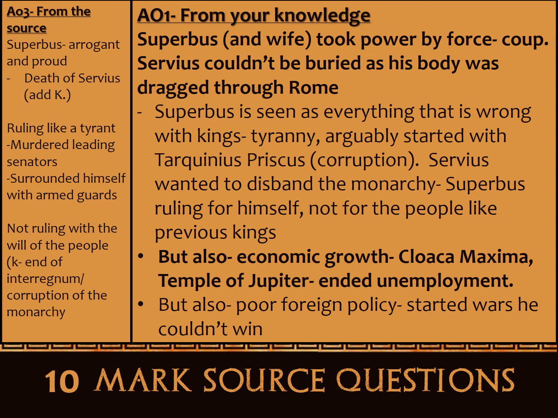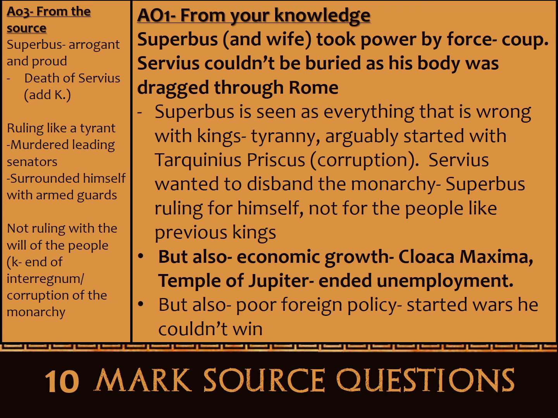The next bit we can see is developing these points about him ruling without the will of the people. Superbus is the panto villain of the kings of Rome. He's the example of everything that's wrong with the kings.